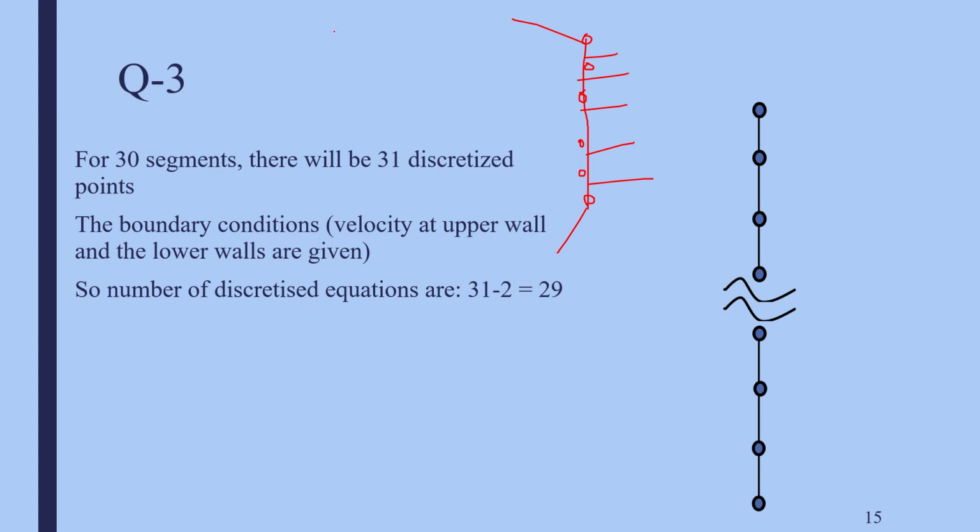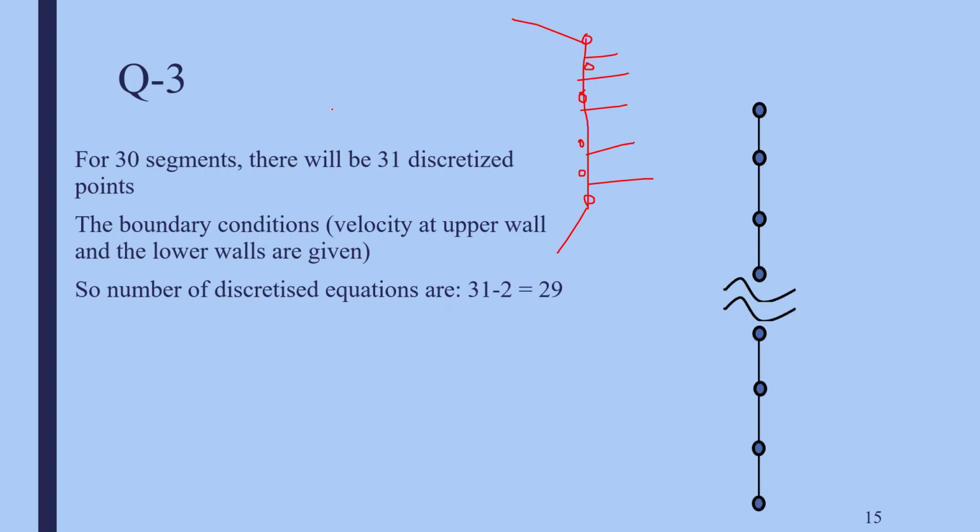Accordingly, if there are 30 segments, how many discretized points would we have? Plus 1, so 31 discretized points. And how many discretized equations? 31 minus 2, that is n minus 2. This n we get from the number of segments plus 1, and here we subtract 2. So the number of discretized equations would be 29.